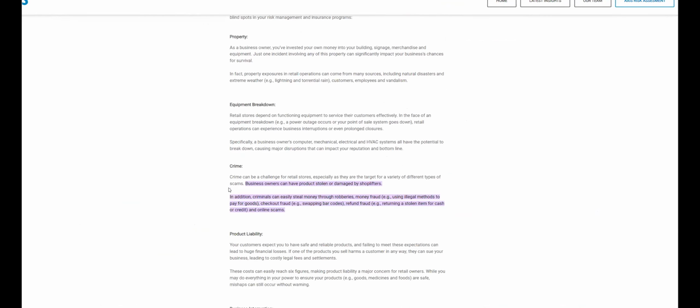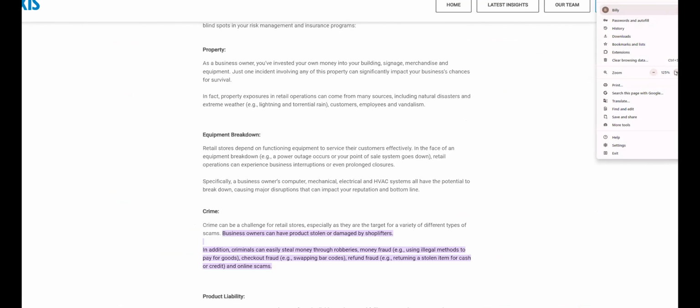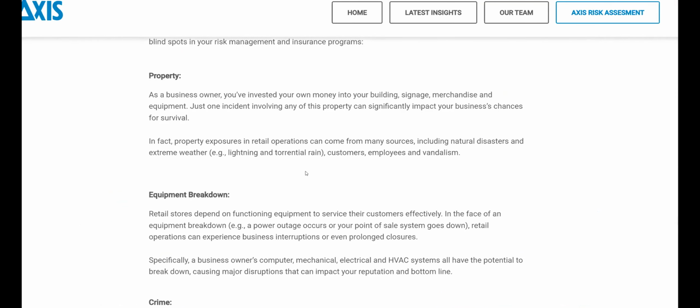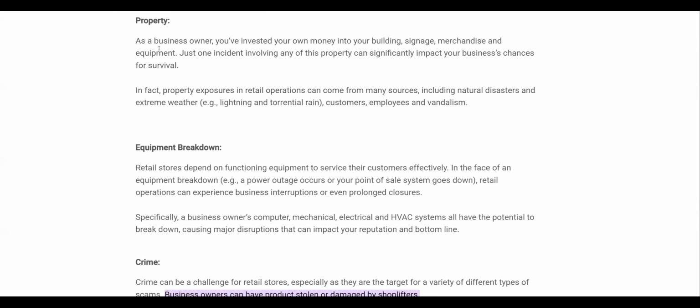So you research, you see property. As a business owner, you've invested your own money into your building, signage, merchandise, and equipment. Just one incident involving any of this property can significantly impact your business chances for survival, right? So these are some of the things that you see. So learn to make use of the internet for your case study. Make it fun. It's supposed to be fun. It's one of the fun papers I love teaching. It's so fun, right? So we've seen one.